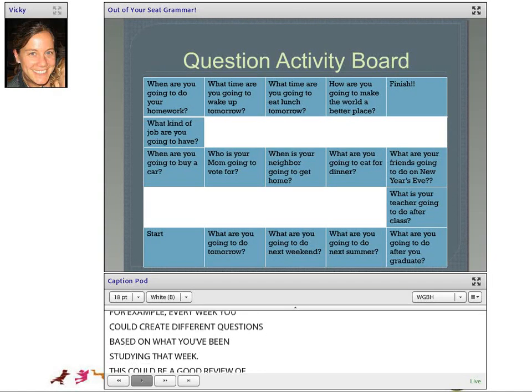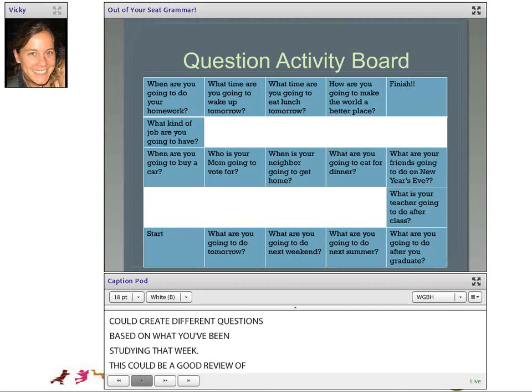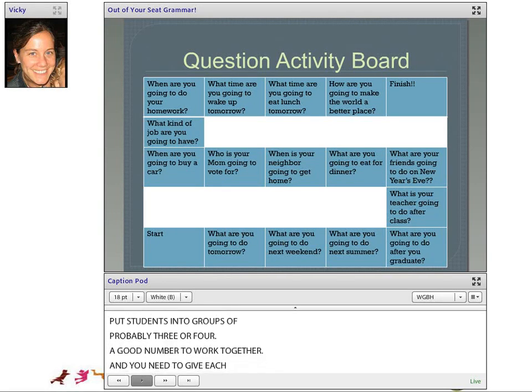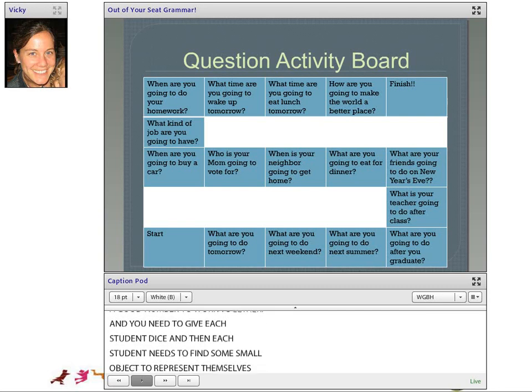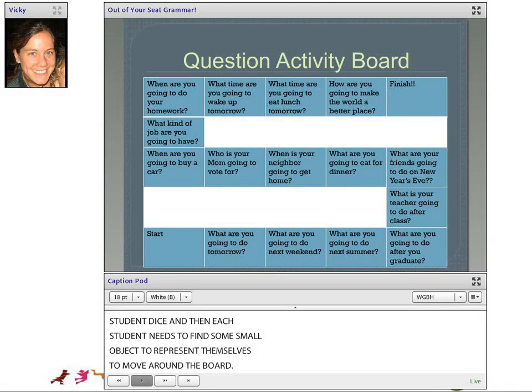Put students into groups of probably 3 or 4 is a good number to work together, and you need to give each student dice, and then each student needs to find some small object to represent themselves to move around the board. This could be an eraser, an earring, something small that represents each person.